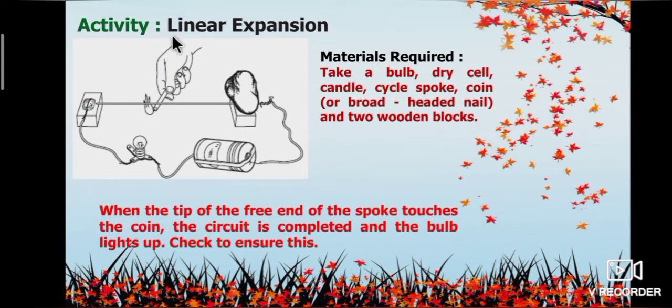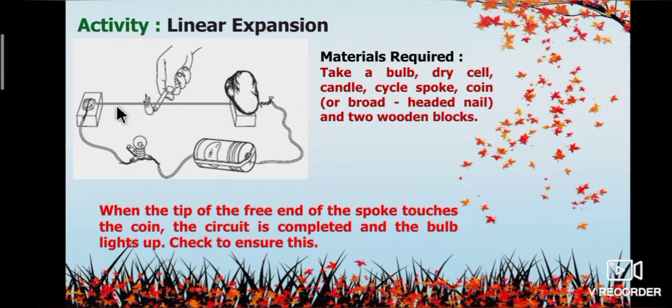Let's see the activity for linear expansion. The materials required are a bulb, dry cell, candle, cycle spoke, coin and two wooden blocks. Place one end of the cycle spoke on a wooden block and connect an electric wire to it. Put a stone over the spoke to hold it firmly in place on the wooden block, as shown in the figure.